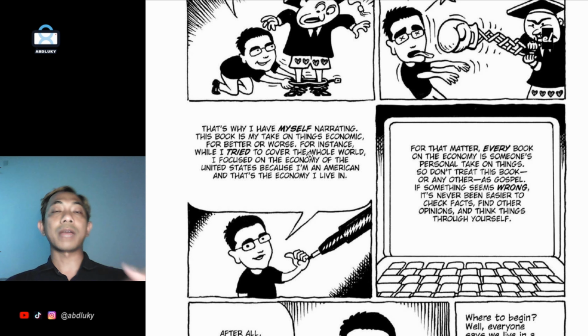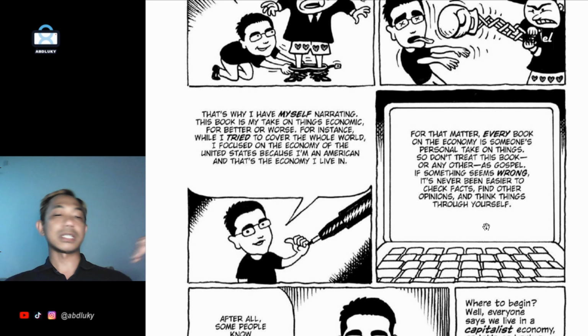So we can learn what happened back in 1900 and see it today, like in the 2020s. In some countries it happened. Even sometimes what happened back then can happen today as well. For that matter, every book on the economy is someone's personal take on things. So don't treat this book or any other as gospel. If something seems wrong, it's never been easier to check facts, find other opinions, and think things through ourselves.